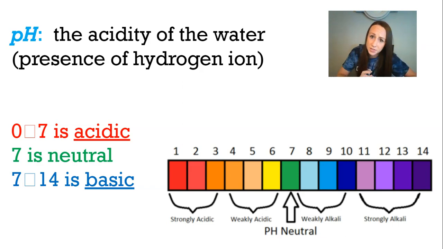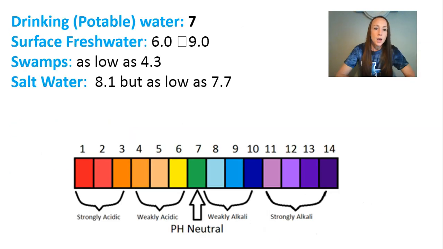Just because something is acidic, by the way, doesn't mean it's bad, and because something is basic doesn't mean it's good. The more extreme they are, the more dangerous they can be either way. All right, your drinking water, you want to be at a 7. The water that comes out of your faucet has to be a 7. And you want the water in your water bottles to be a 7 as well.